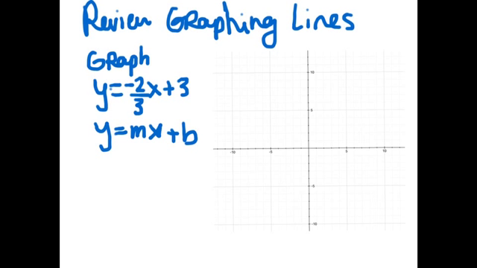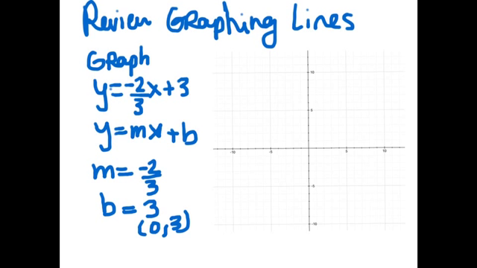So we're going to start by identifying that the slope is negative 2/3. The y-intercept is positive 3, or the point 0, 3. This is where we're going to begin, and this is how we're going to move. We're going to begin at 0, 3.